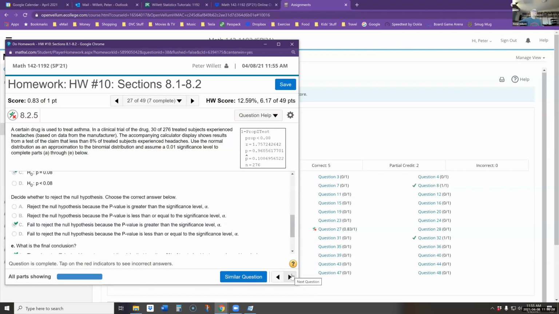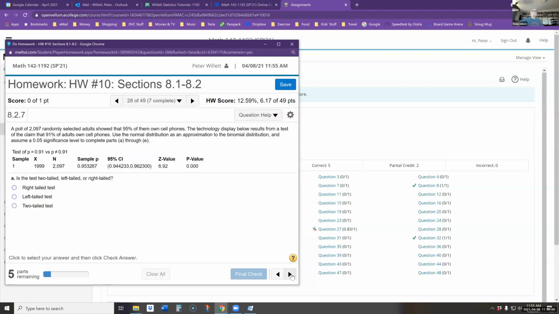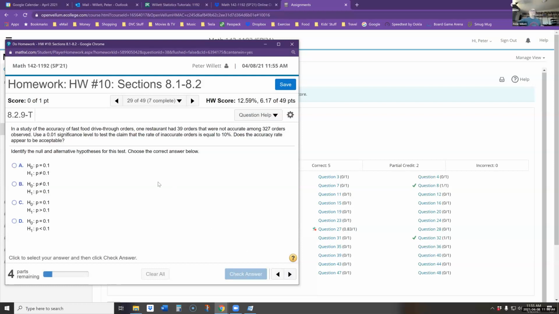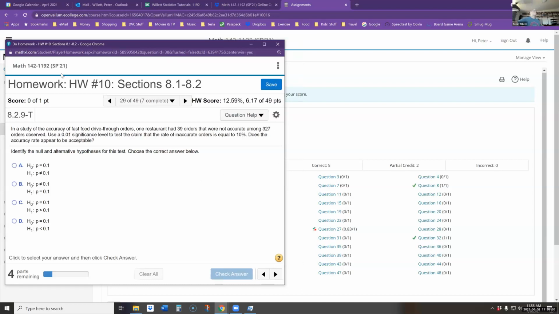And then they have one where they show you technology, another one like that. But I want to do one where we use StatCrunch. All right, so let's try number 29. This isn't too wordy, and it looks like we have to do it ourselves.